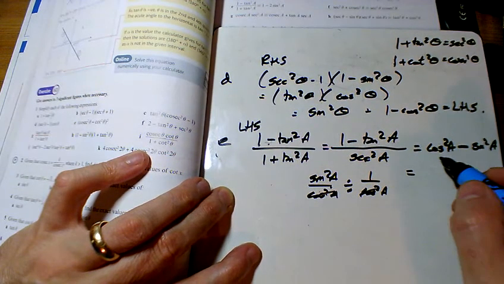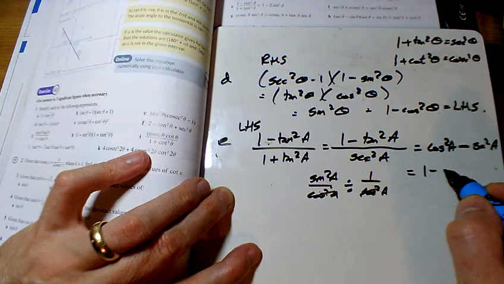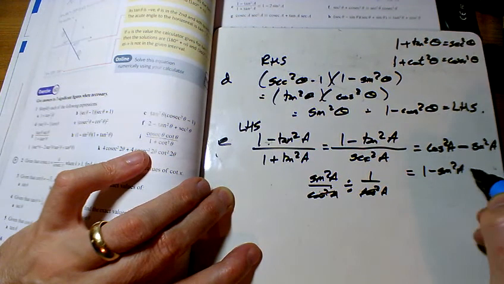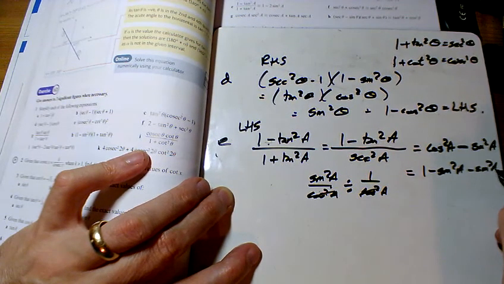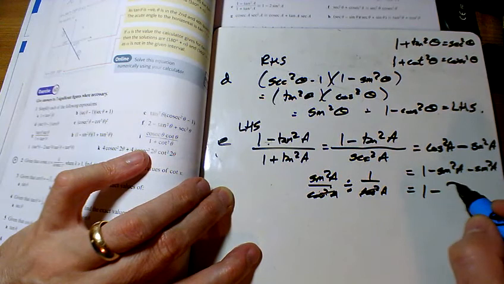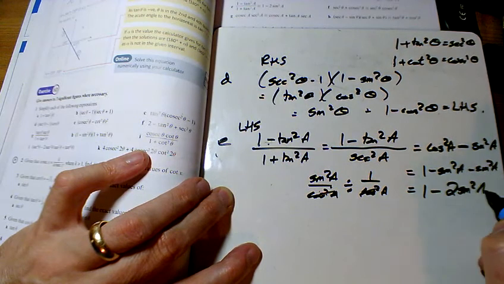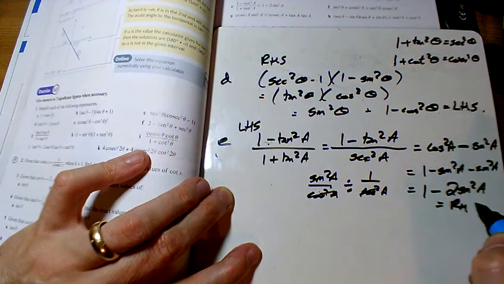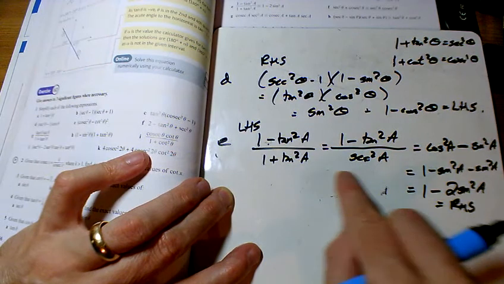Nearly there. So I've got a cos squared here. I'm going to write 1 minus sine squared for that one. And I've got the other one. So I've got 1 minus 2 sine squared a's, and that is the right-hand side. Let's get that out of the way.